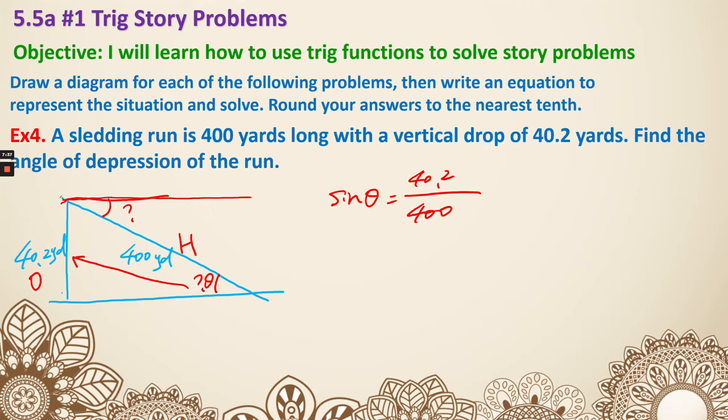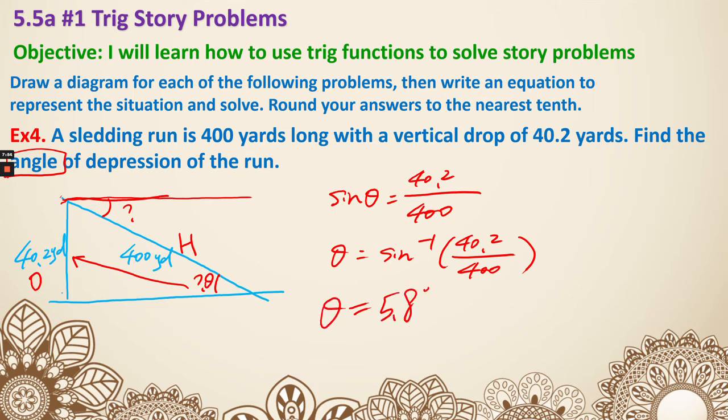Now, in order to find an angle, remember, whenever we need to find the angle, it's like getting into the function, we're going to use inverse. So theta is actually going to be sine inverse of 40.2 over 400. You put it in your calculator, that should give you theta as 5.8 degrees. That is example 4.